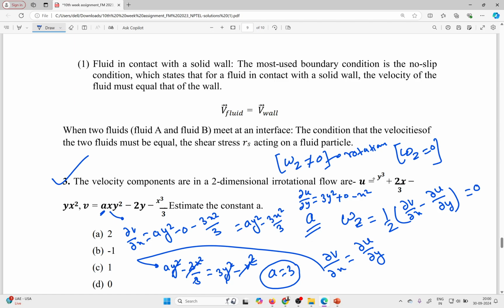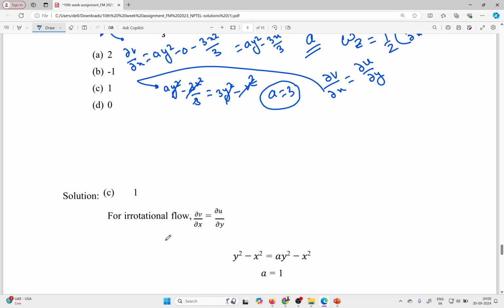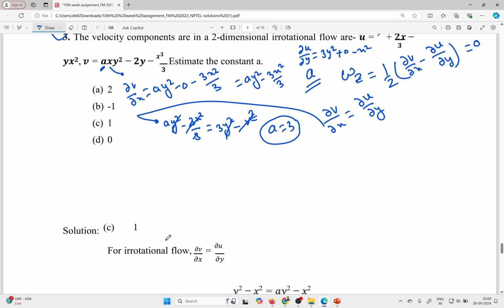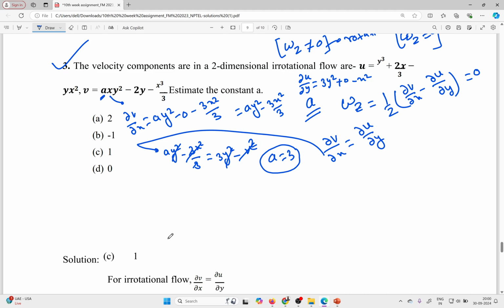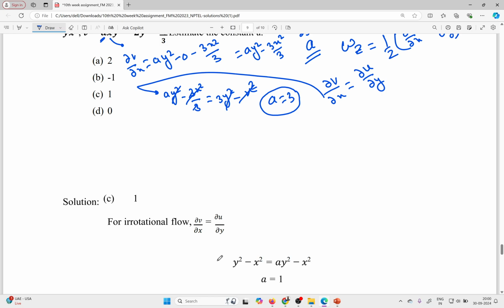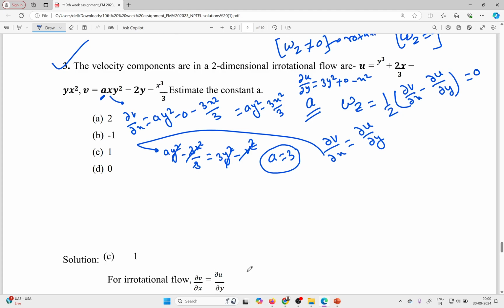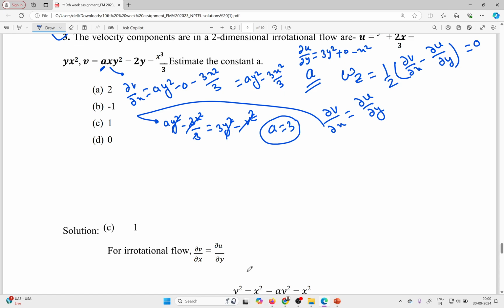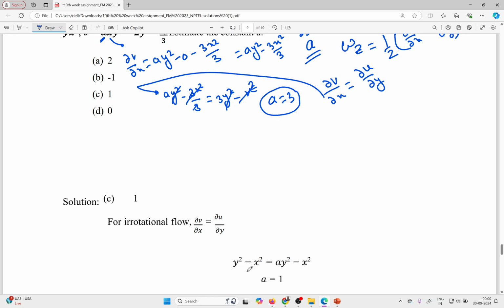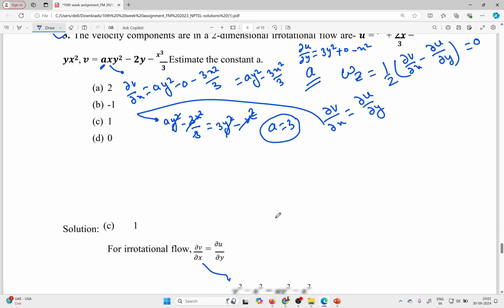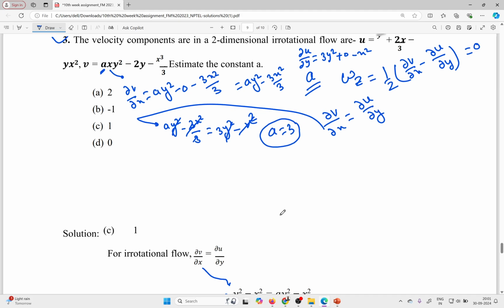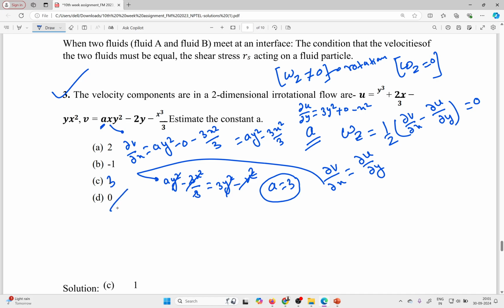If this is y cube, A is equal to 3. So I think the option is wrong. Y square and x square is written here. Yes, y square and x square will be. If I write these things, this will come A y square and x square. Okay, same thing. And here that is the 3x square. Okay, this is wrong. So the correct option, if I write here, it will be 3.